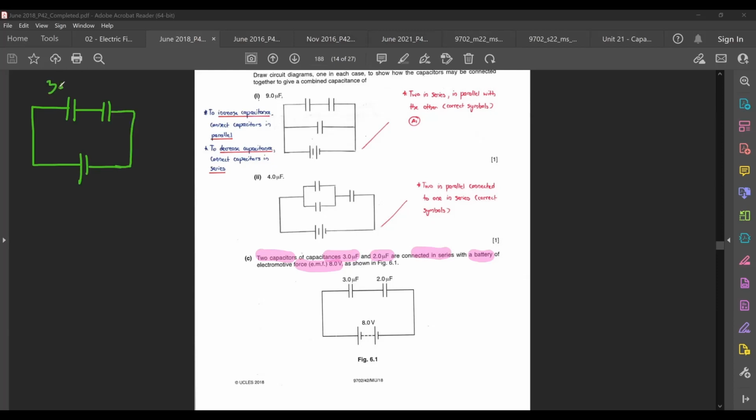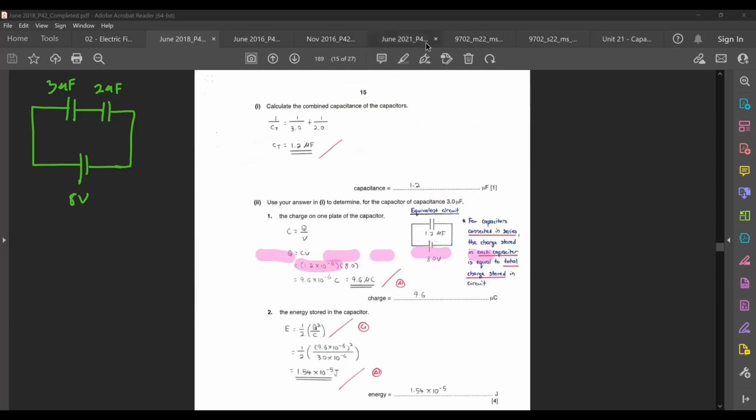So this is 3 microfarad. This is 2 microfarad, and then this is 8 volts. Find out the combined capacitance of the two capacitors. These are connected in series. You add them like you would resistors in parallel. So it's 1 over CT equals 1 over 3 plus 1 over 2.